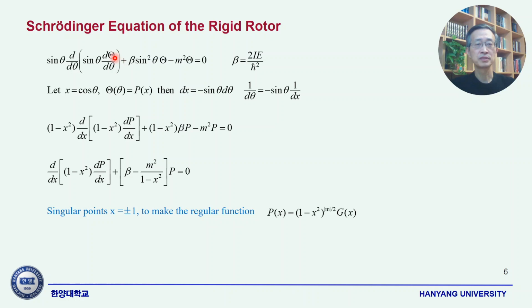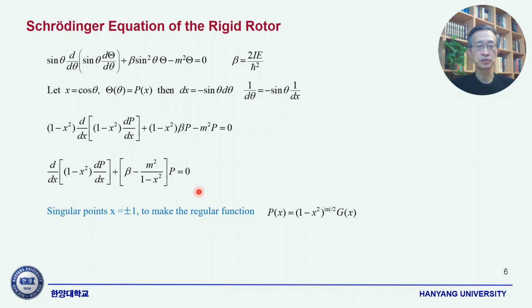And then you replace this Theta with P. This part is just beta, and sine squared theta, which is 1 minus cosine squared theta, is 1 minus x squared here. Then you just replace Theta with P, and this is it. Okay? Now, for this equation, we just divide by sine squared theta. So you have this, and this is removed, and then beta minus m squared over 1 minus x squared, P equals 0. So you have to solve this.